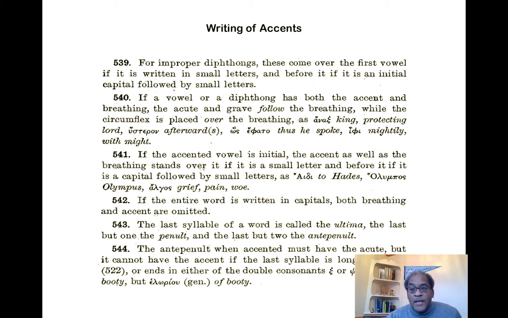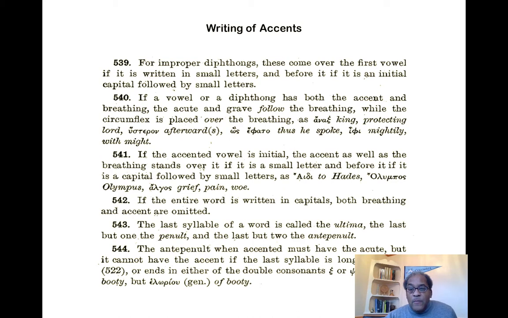Thus you have anax, husteron, hosepato, ipte. If the accented vowel is initial, the accent as well as the breathing stands over it if it is a small letter, and before it if it is a capital followed by small letters, as aedi, Olympos, but algos. If the entire word is written in capitals, both breathing and accents are omitted.